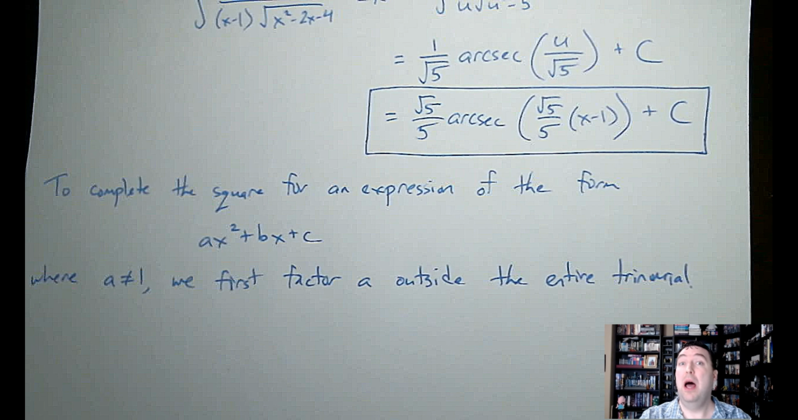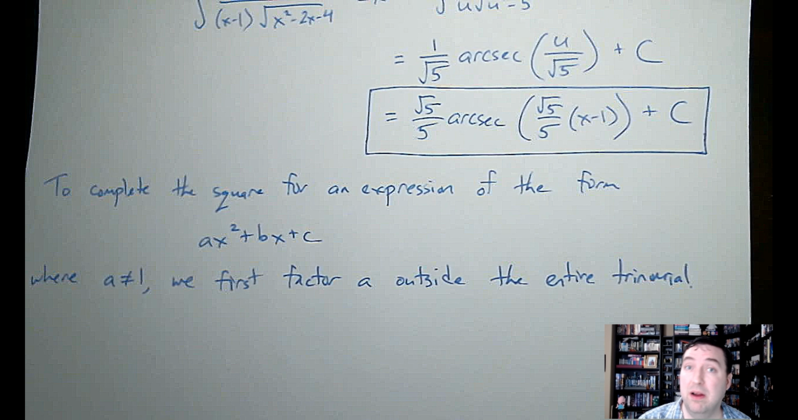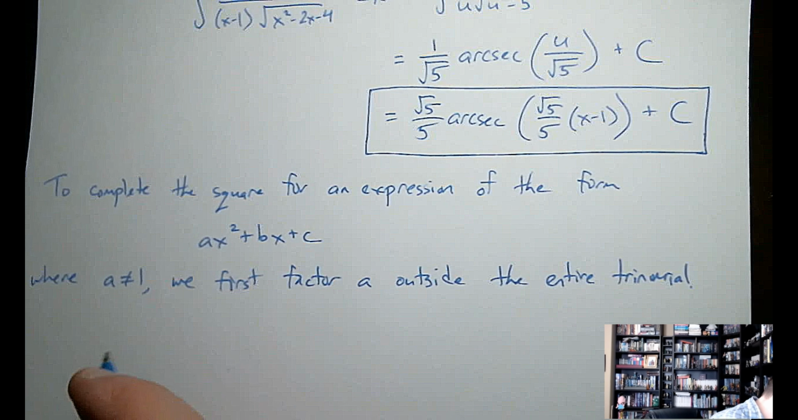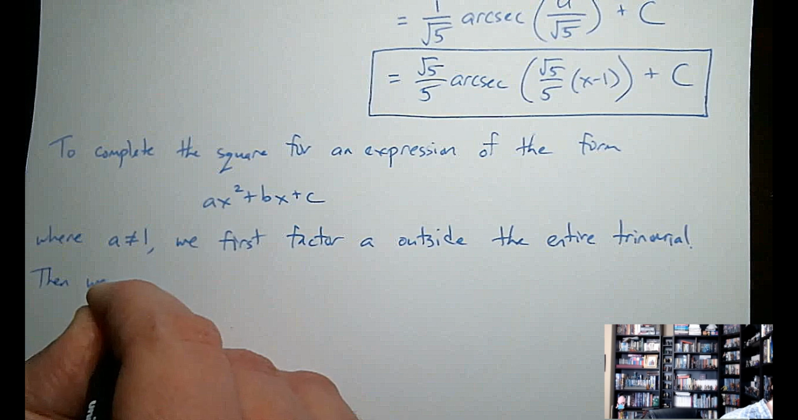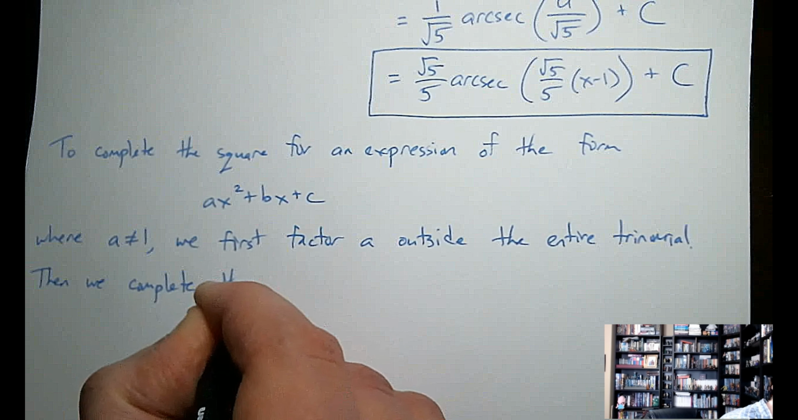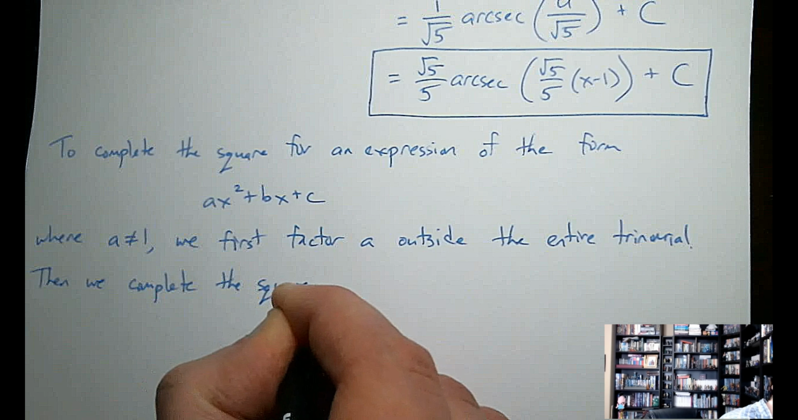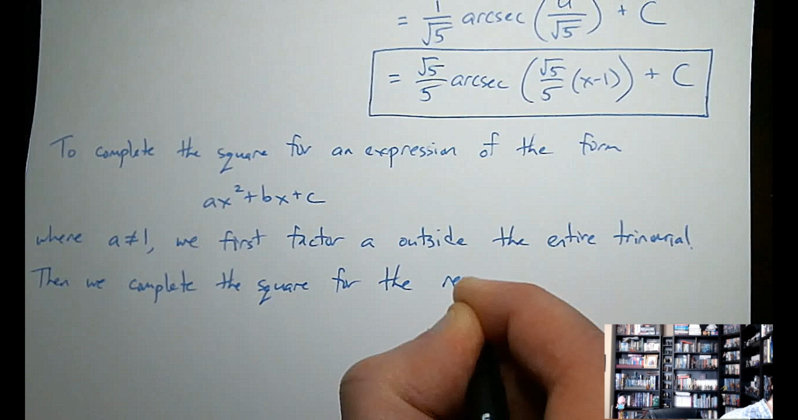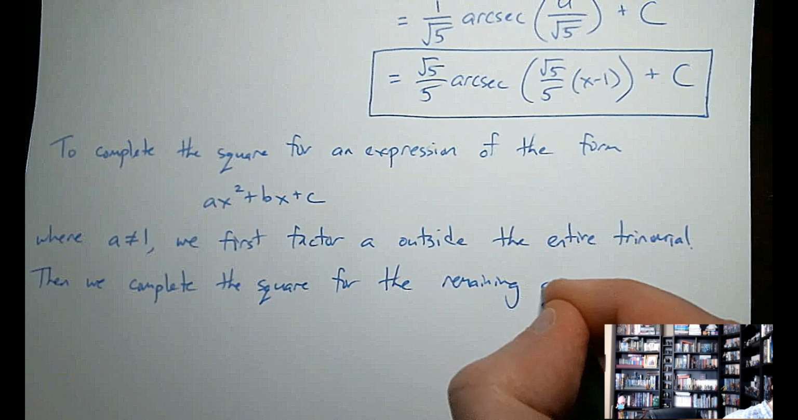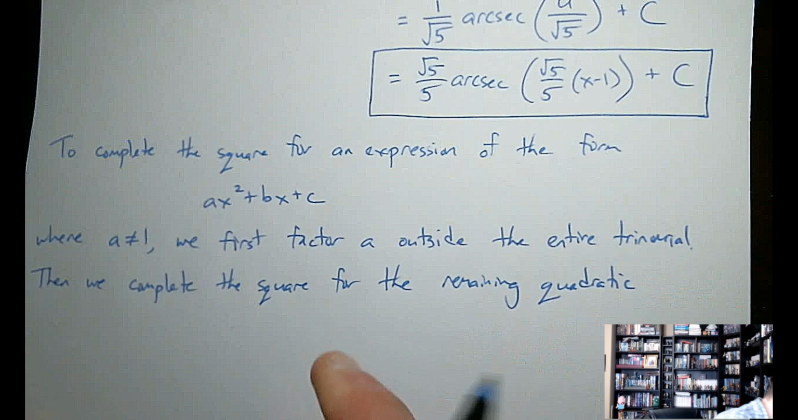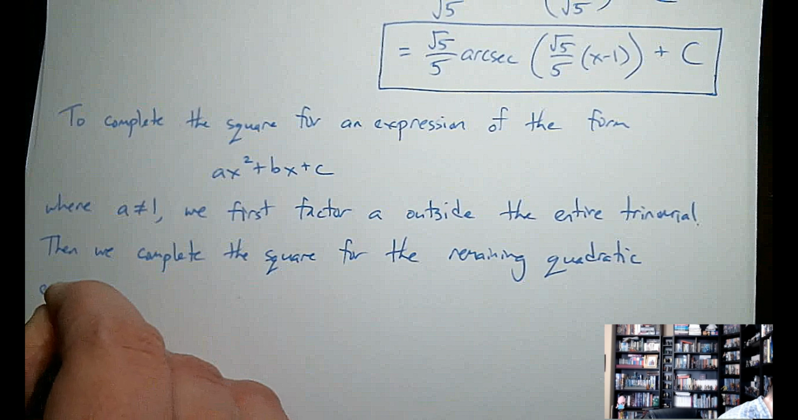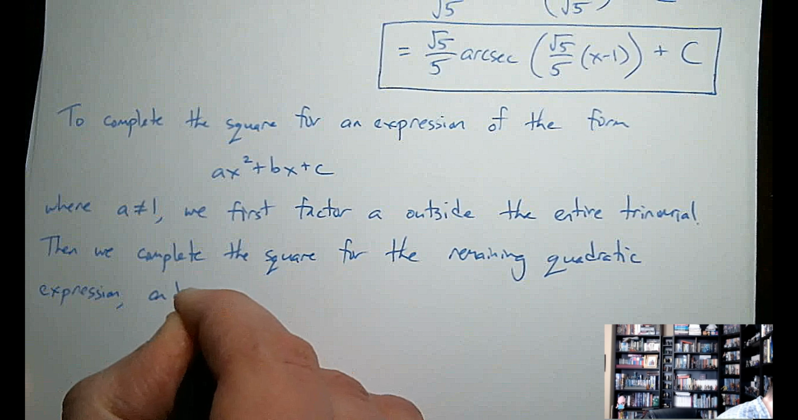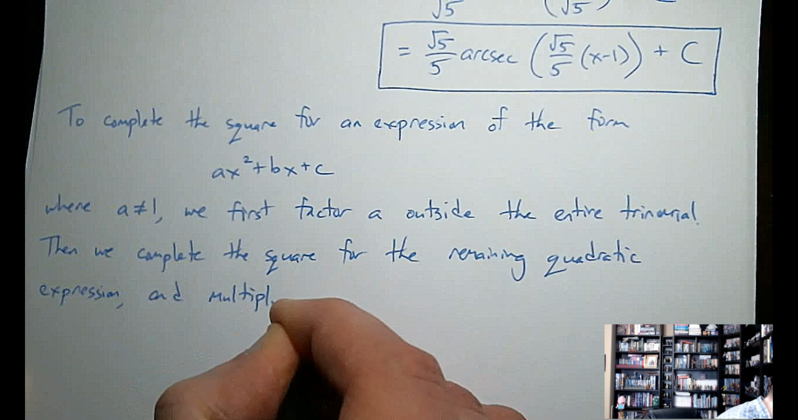Then we can apply the exact same method for completing the square that I described in the last lecture, and then we can just multiply a back in. So we complete the square for the remaining quadratic expression, the remaining trinomial, and multiply a back in once we've done that.